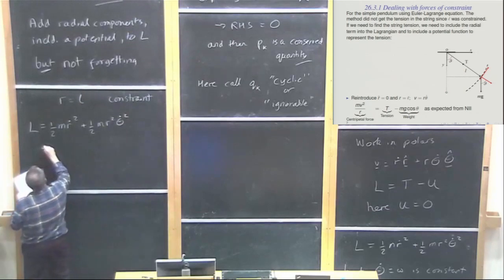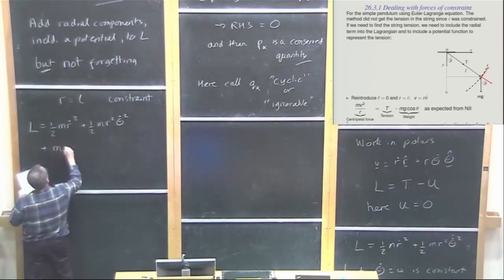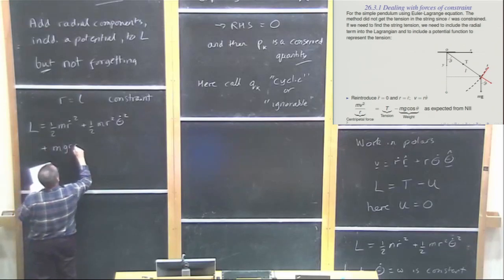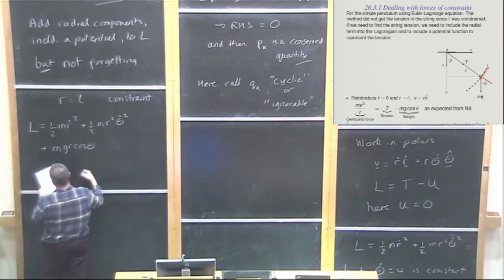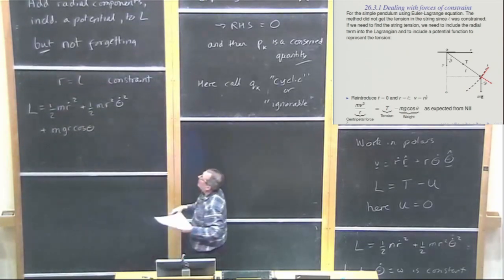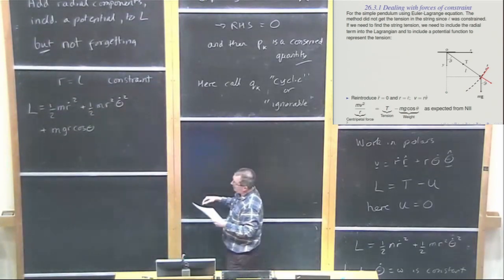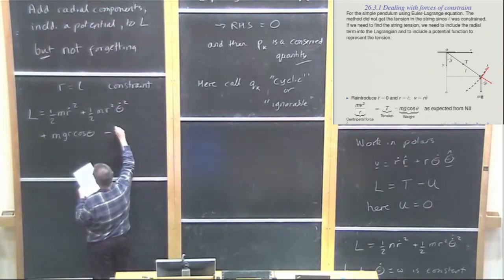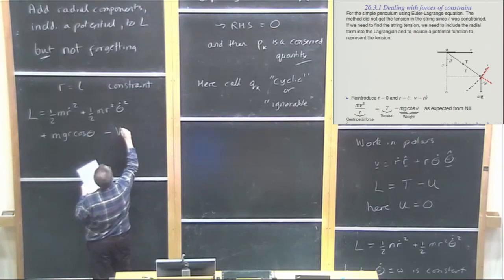And then we have the gravitational potential energy, which is mgr cosine theta. But we now allow for potential energy in the radial direction, okay? This enters with a minus sign: minus VR.